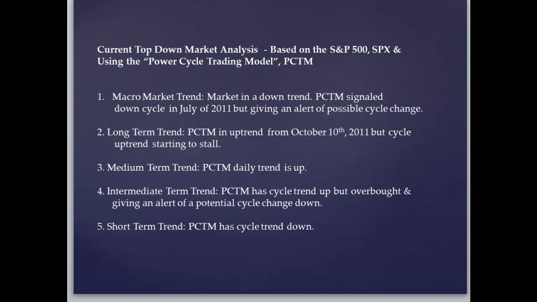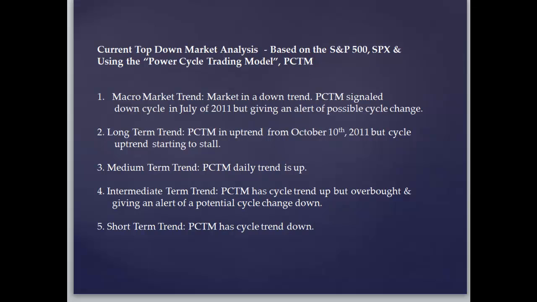Now, where are we currently? The current top-down market analysis, which I'll base on the S&P 500, the SPX, and using the power cycle trading model. Number one, the macro market trend. The market trend is down. The power cycle trading model signaled a downtrend this past July of 2011. But currently it's giving an alert of a possible cycle change, so I'm watching it very closely. But currently the macro trend is still down.